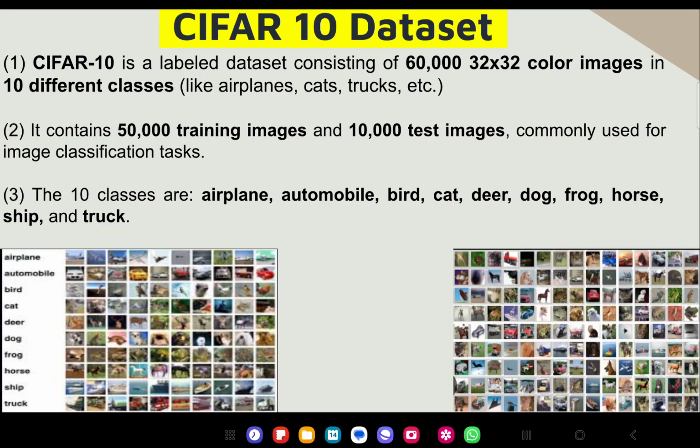Let me describe the CIFAR-10 dataset. It is a labeled dataset containing images that are 32 by 32 pixels in size. These are RGB images divided into 10 classes: aeroplane, automobile, bird, cat, deer, dog, frog, horse, sheep and truck. The dataset includes 50,000 training images split into 5 batches of 10,000 images each and a separate 10,000 test images. It is commonly used for image classification tasks.